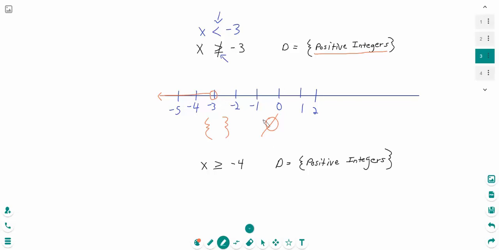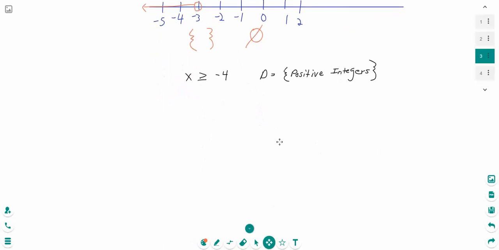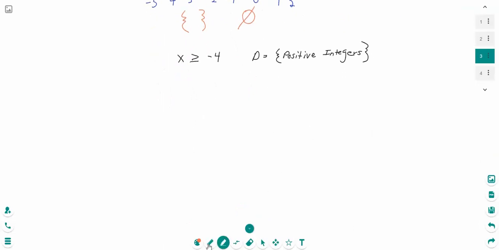Okay, so that was kind of a tricky one. Let's go on to the next one. How about this one? Again, why don't you pause the video and then do it yourself, and then we'll do it together. All right, so once again, we'll just draw some tick marks here. We'll call this the -4, -3, -2, -1, 0, 1, 2, and that should be good enough.